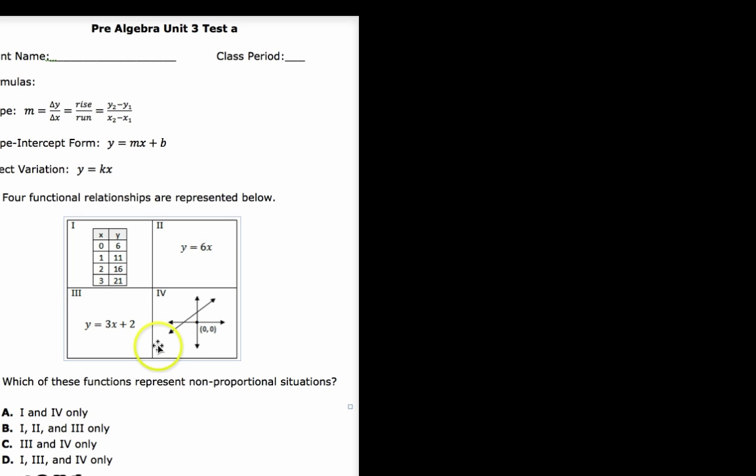And the key things on that, there's positive slope, it doesn't go through the origin, all sorts of cool stuff. And then, which of these functions represent non-proportional situations? So, the answers, A is 1, 4, B is 1, 2, 3, C is 3, 4, and D is 1, 3, 4. Pause the video while you work it.